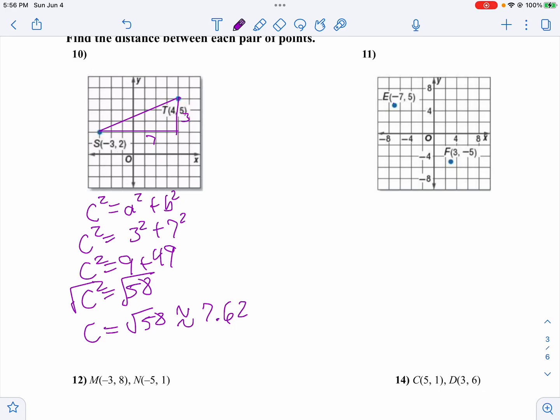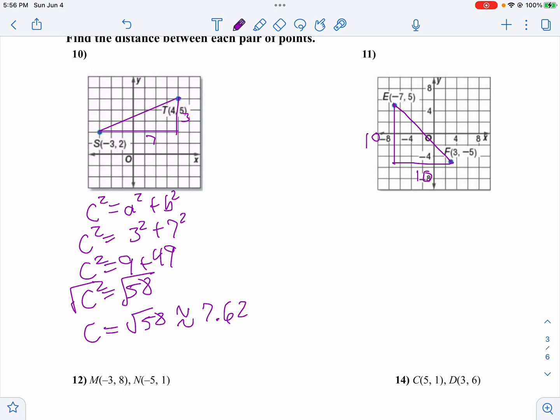I'll drop my horizontal line down from E, a vertical line, and then horizontal to F, and then my distance is going to be my hypotenuse. Once again, if I look at my x-coordinate, I'm going from -7 to +3. Notice they're counting by 2's on this one, but it really doesn't matter as long as we look at the coordinates. So from -7 to +3, that's going to be 10. And then I'm going to go from -5 up to 5. That's going to be 10.